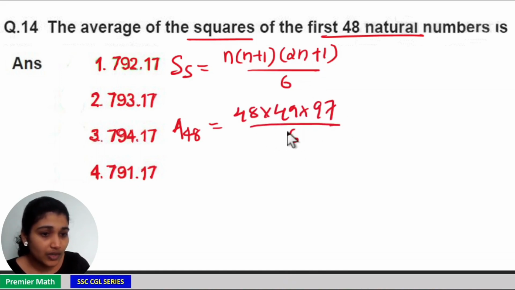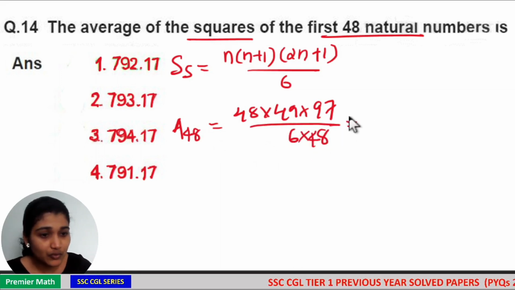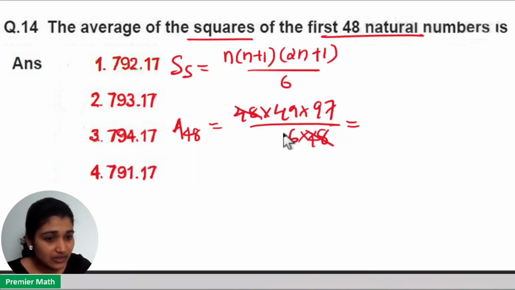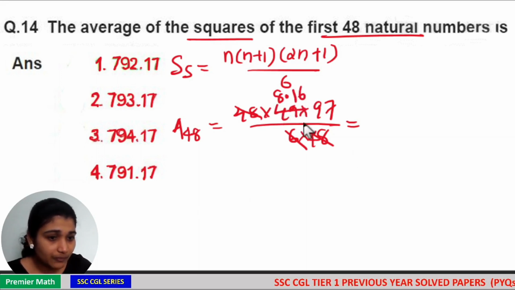This is the sum of 48. Then we need the average. Average means divided by 48. Sum divided by 48, so 48 and 48 cancel. Here we need a precise answer. Look at the options. We need a precise answer. So 6 goes 8 times in 48. Remaining 1. 6 goes 1 time in 10 and 6 times in 40.